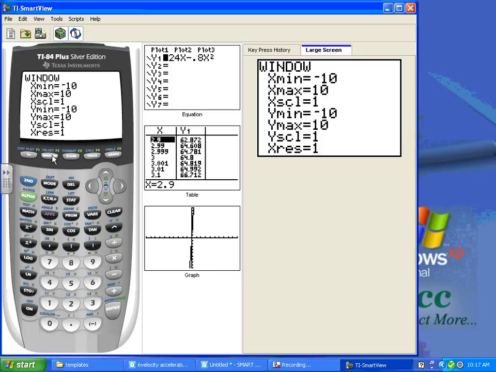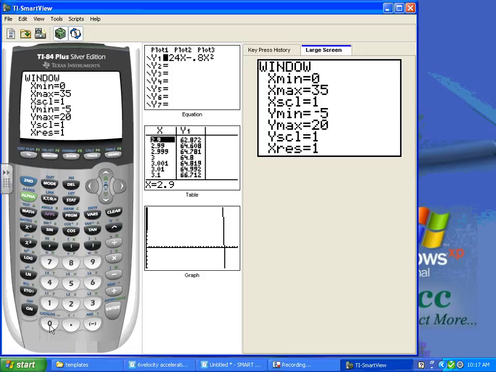X is time, so we should start at 0, right? And for X maximum, we know it's going to hit at 30 seconds. Why don't we make it maybe 35, so we see where it hits and a little bit of extra room. And for the Y, what do we know about the maximum height? I'm going to start at negative 5 because I want to see the x-axis. For the maximum height, 200, because we know it's going to go as high as 180, right? So 200 would be a good idea, or anything higher than 180 is okay.